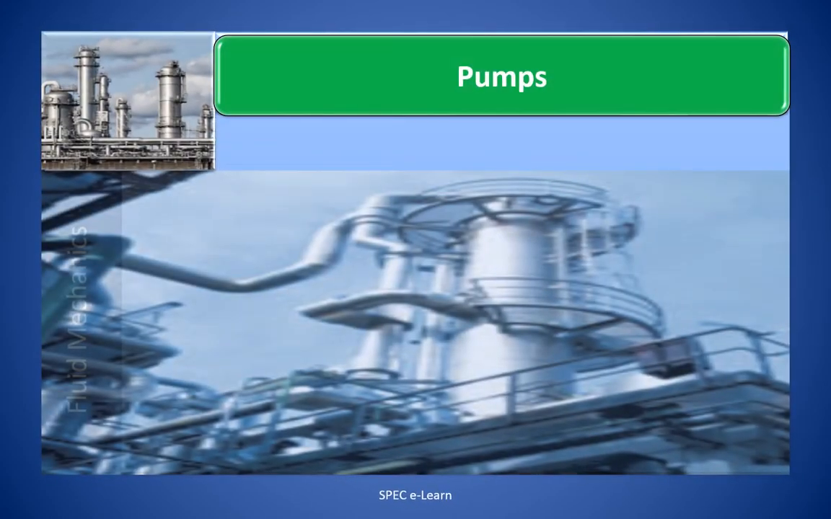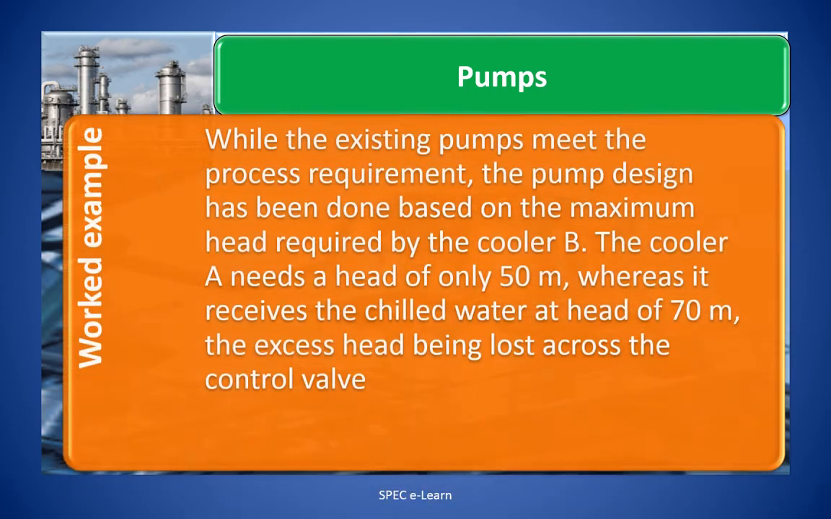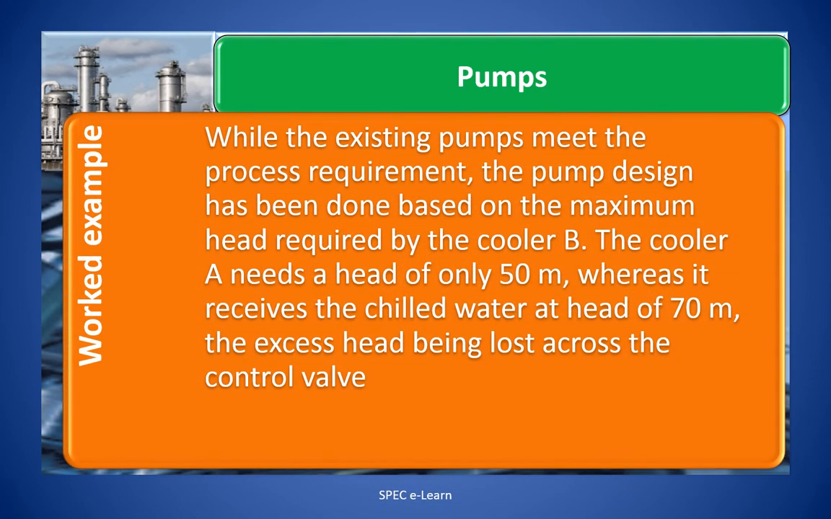While the existing pump meets the process requirement, the pump design has been done based on the maximum head required by the cooler B. The cooler A needs a head of only 50 meters, whereas it receives the chilled water at a head of 70 meters, the excess head being lost across the control valve.